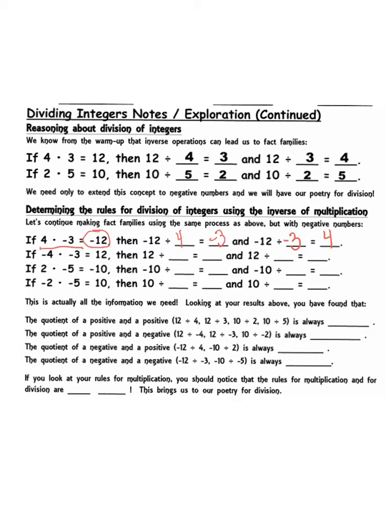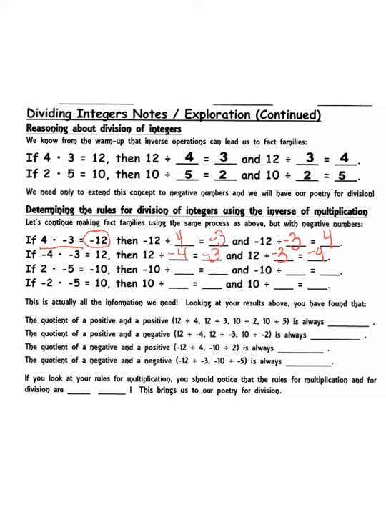What about if you had negative 4 times negative 3? Since the signs are the same, the product is positive. So we could assume that 12 divided by negative 4 would equal negative 3, and 12 divided by negative 3 would equal negative 4. Are you seeing a pattern here?